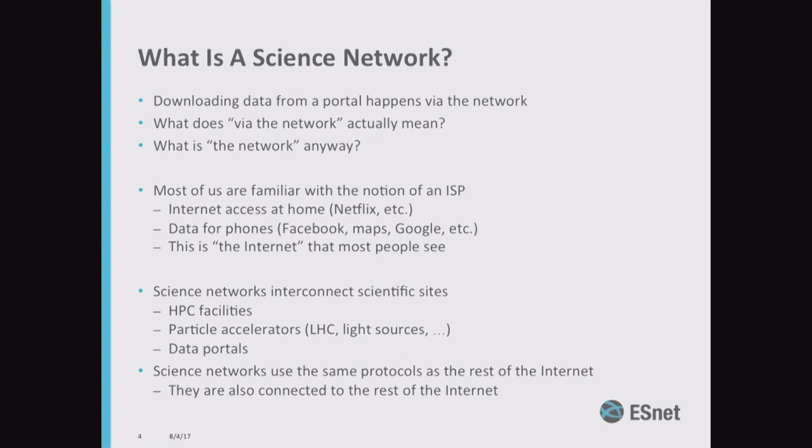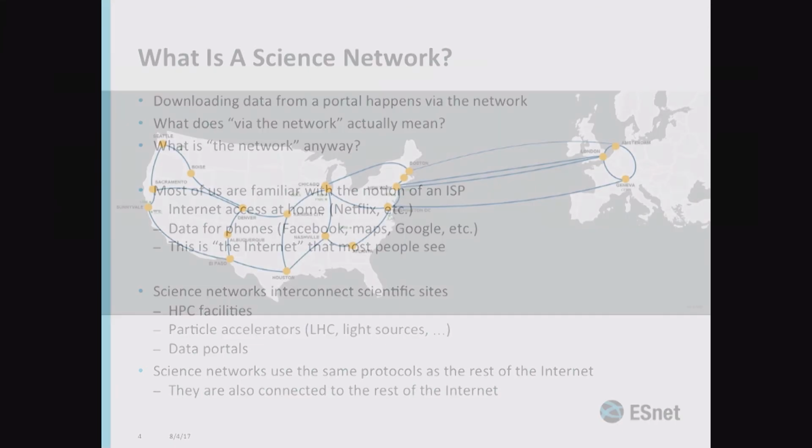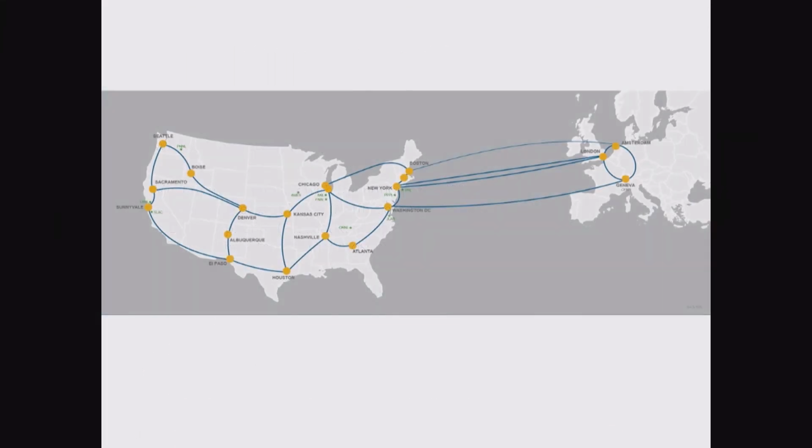Science networks interconnect science facilities in the same way that the commercial internet interconnects commercial things. This includes computer centers, particle accelerators, so the Large Hadron Collider or a synchrotron, there are several in DOE, and data portals like the NCAR RDA that I just visited. In fact, science networks use the same set of protocols as the commercial internet. They predate the commercial internet, as some of you may know from your history books. And we're connected to the rest of the internet as well. So in some cases, we're similar to internet service providers, or ISPs. If you look at this picture of the ESNet footprint, right?